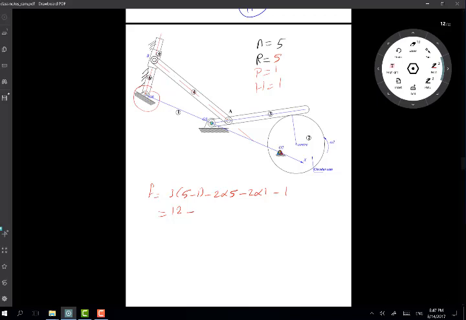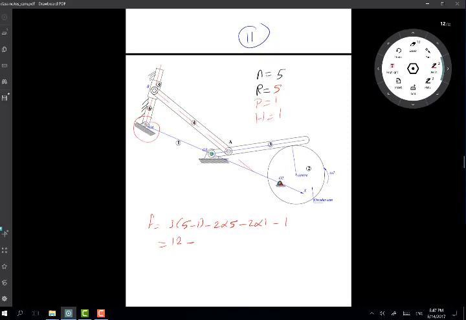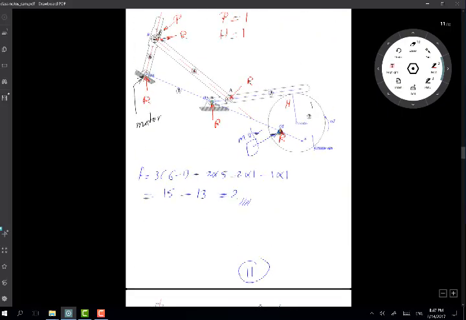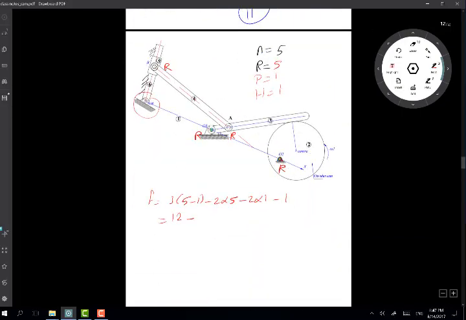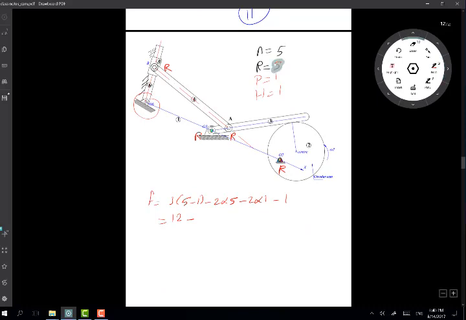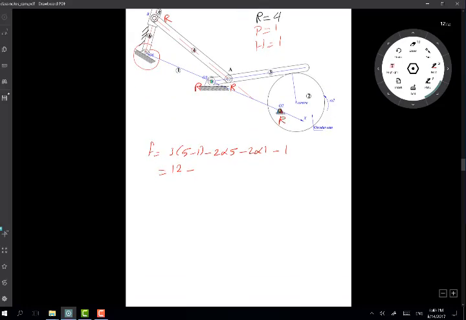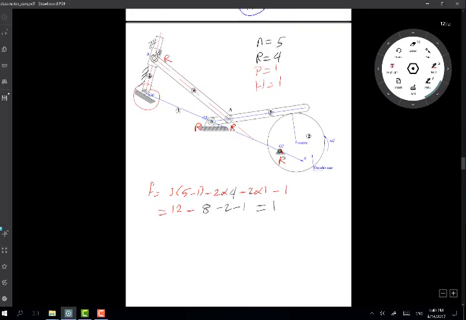how many revolute joints I'm dealing with right now. They are 1, 2, 3, 4. So revolute joints, in fact, it was 5 before. It is 4 in this case. I'm going to redeem myself here and say I have 4 revolute joints. So I have R is equal to 4. So this is 12 minus 8 minus 2 minus 1. So I have 1. So this is a single degree of freedom.